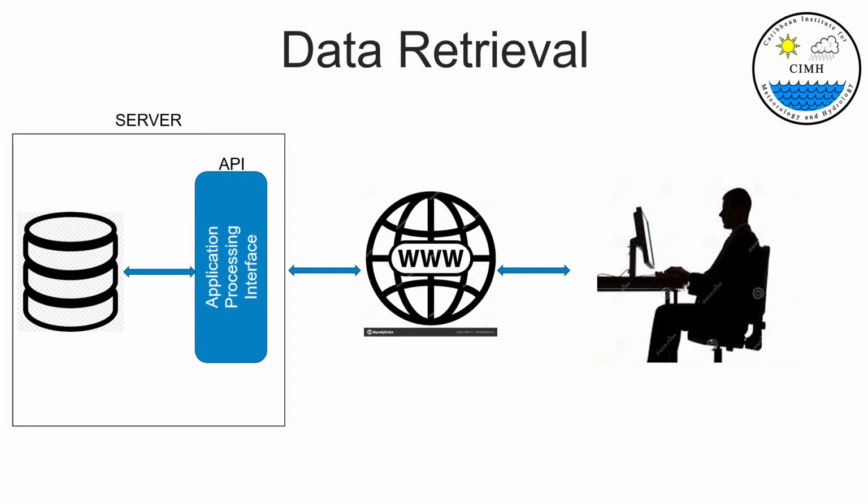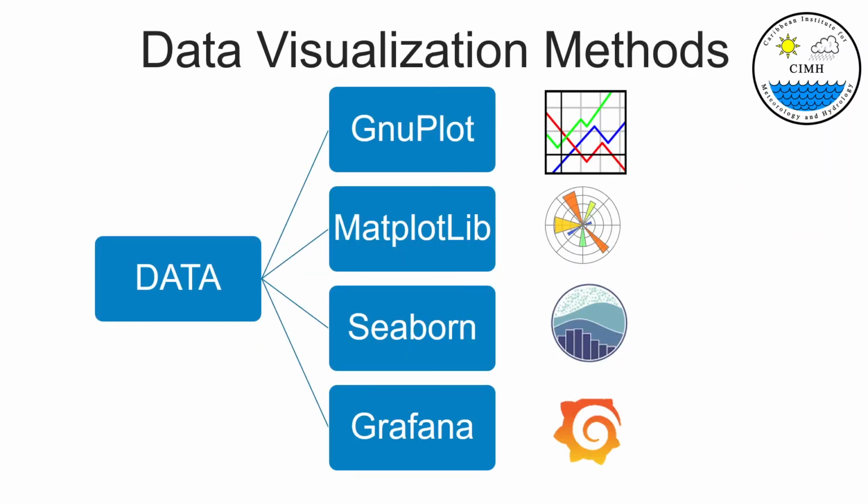Here we have a data retrieval scenario. We have a user desirous of data collection from a server, and that server sits with access to the internet. So the user then connects to that server, usually through an API or application processing interface. The API speaks directly to the server and then makes that data available once again through the internet to the user. This interaction is done in a matter of seconds.